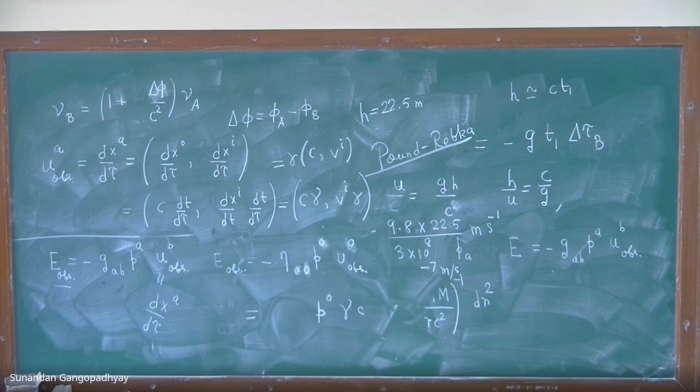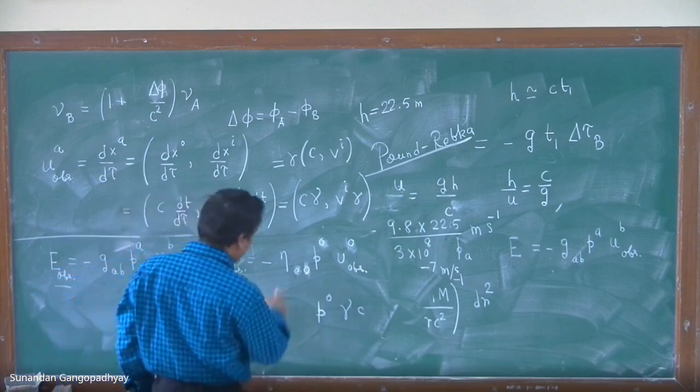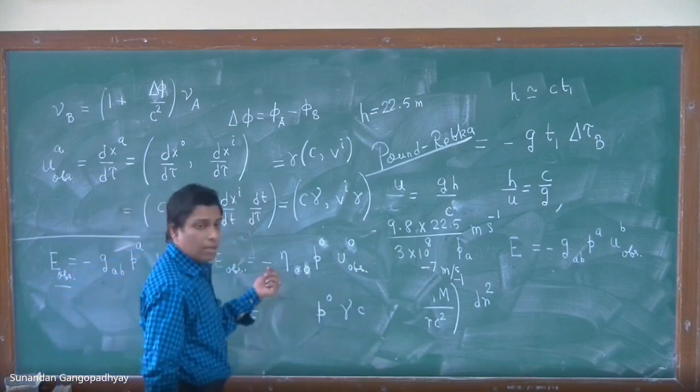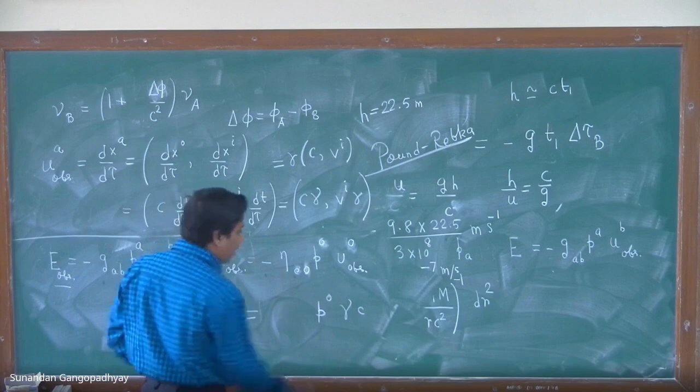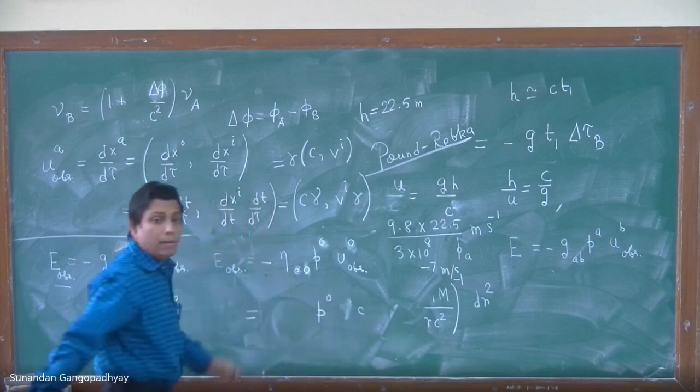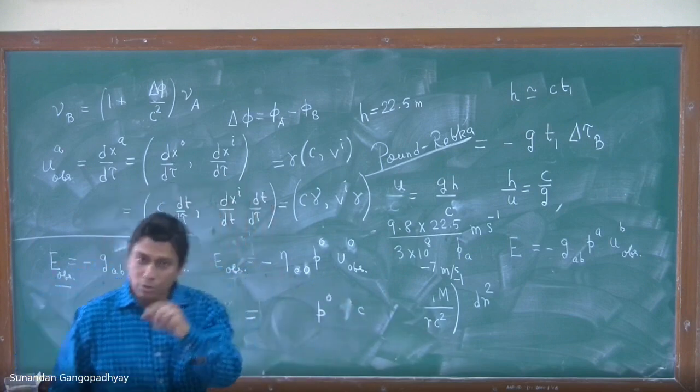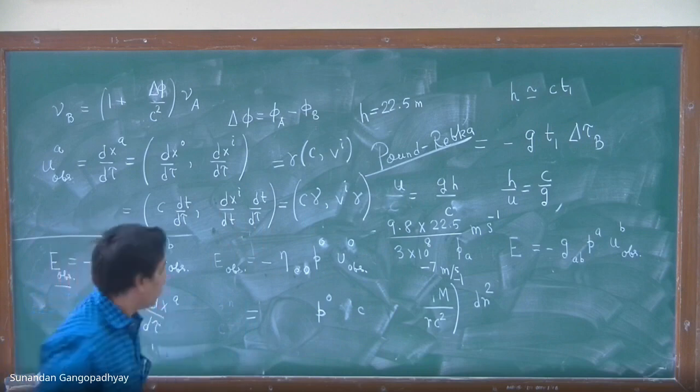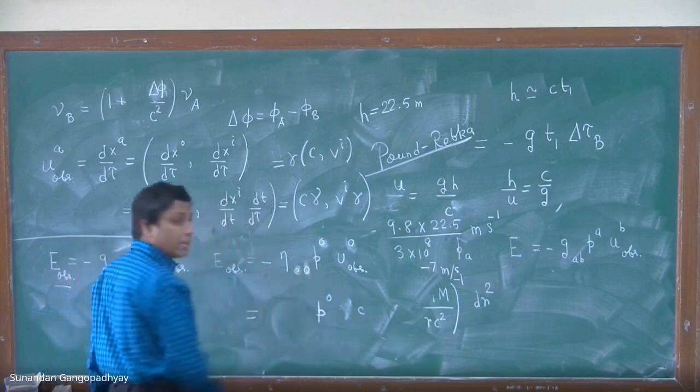Oh, right. Eta 00 is -1, so this is -1. So this is 1, and gamma is 1, right? Because gamma is 1 by square root of 1 minus v squared by c squared, and v is 0.